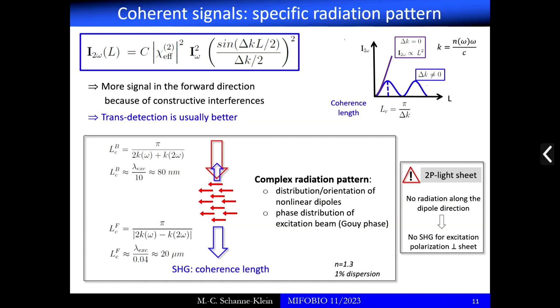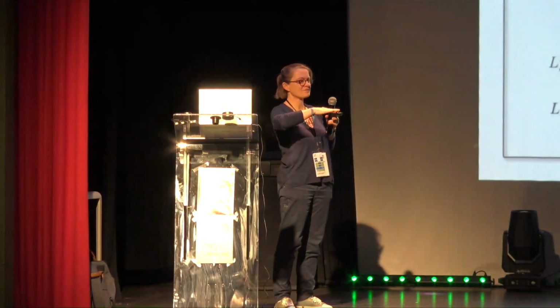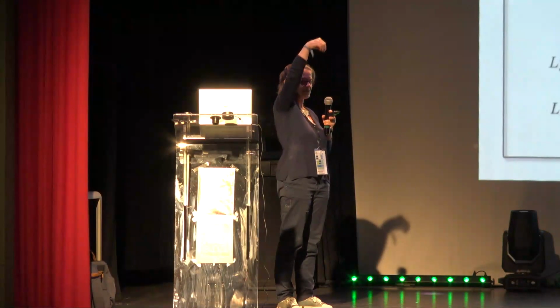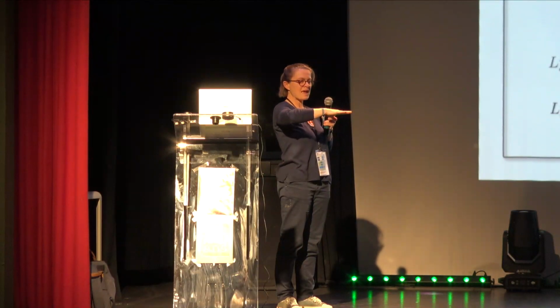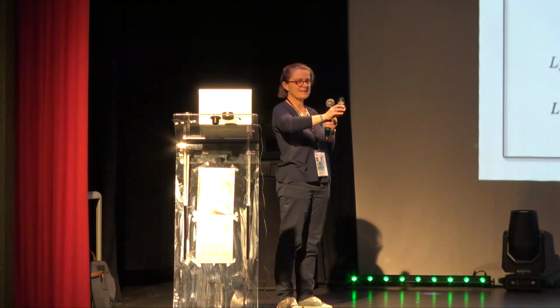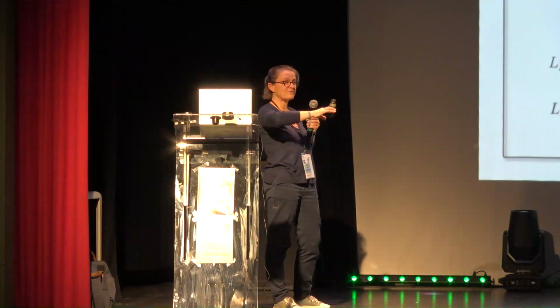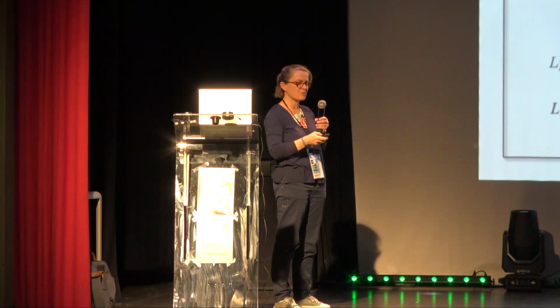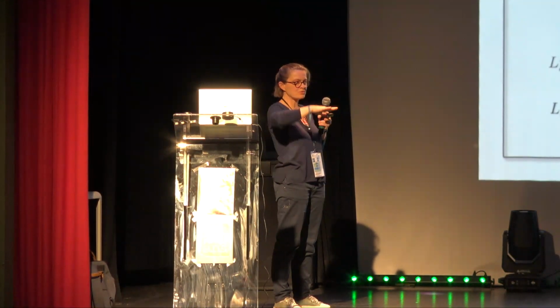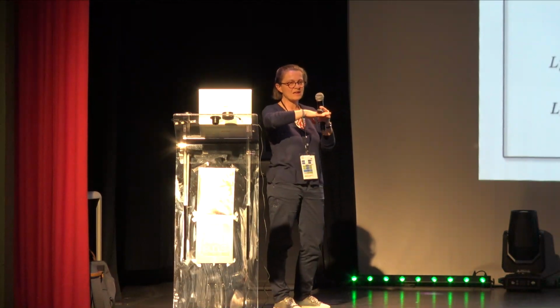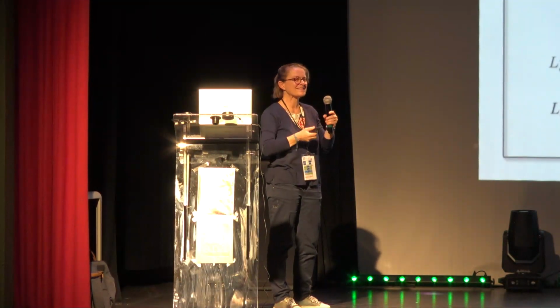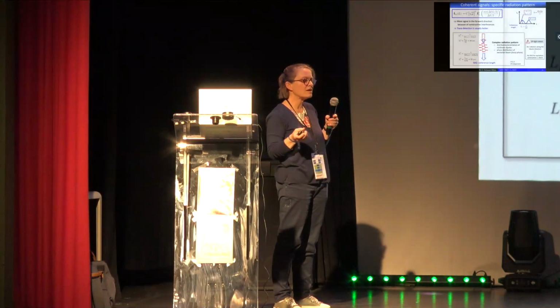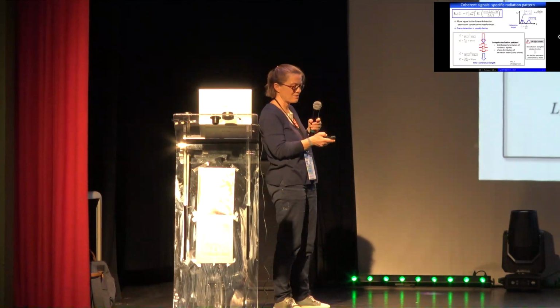So it means that if we have a light sheet in this direction, and the detection, I need 3 hands, if we have the light sheet here and the detection is here, if the dipoles are aligned like this, so they are excited with vertical polarization, there will be no radiation in this direction. So no second harmonic generation. So it's only possible to detect dipoles that are in the plane of the light sheet. So it means that it's not really quantitative because it detects only the dipoles that are aligned in the light sheet.